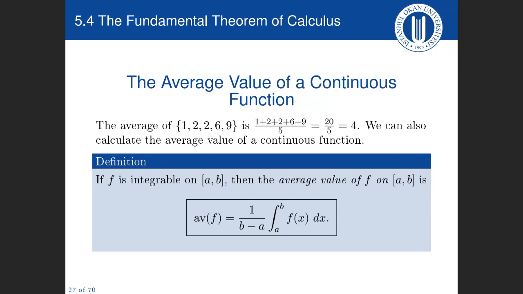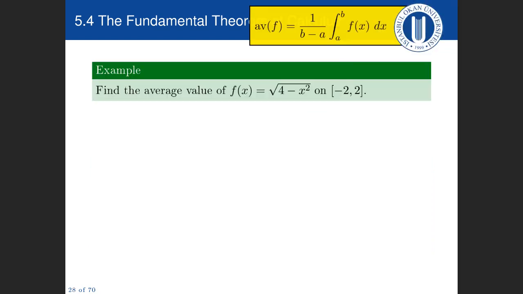I'm going to take this formula and put it at the top for the next few slides. Find the average value of the square root of 4 minus x squared on the closed interval from minus 2 to 2. We need to integrate this function between minus 2 and 2, and then we need to divide by the width of our interval.